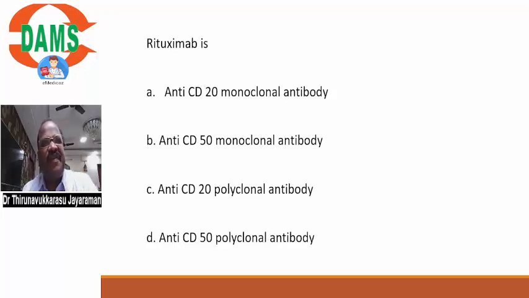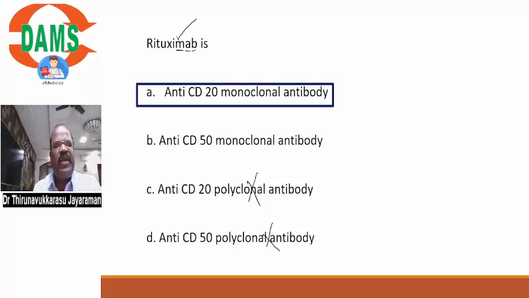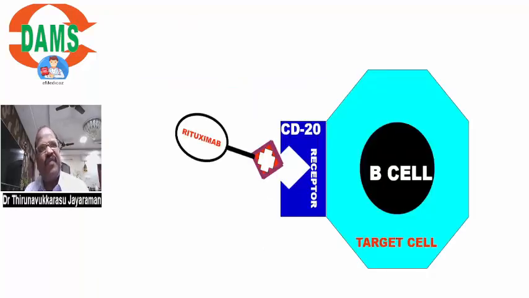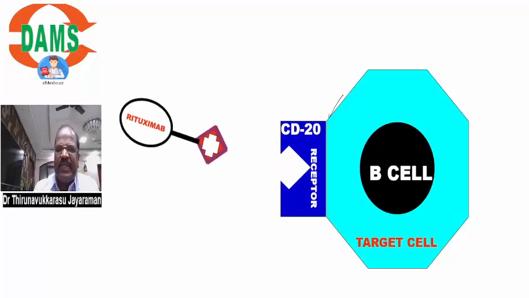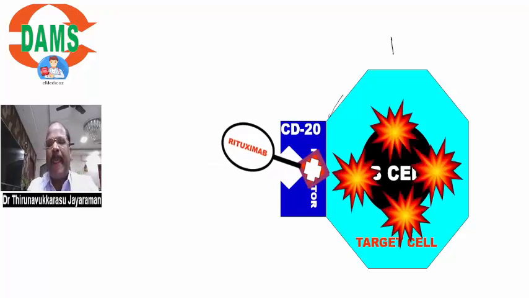Rituximab is a very, very commonly asked question. Rituximab, the word MAB means monoclonal antibody, so the polyclonals are ruled out. So either option A or B. Here they are asking about the target. It acts against the CD20 antigen. Very straight question. In fact, it is a very, very frequently asked question. Target is CD20 on B cell. We call it a B cell activation inhibitor. The target is most important.